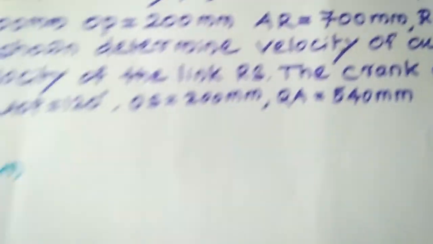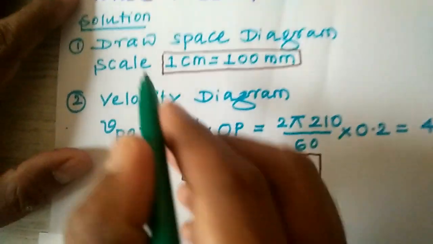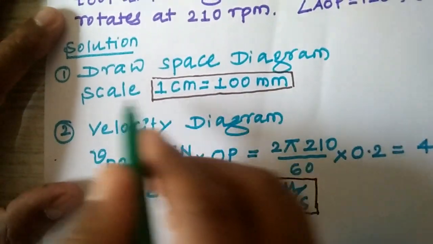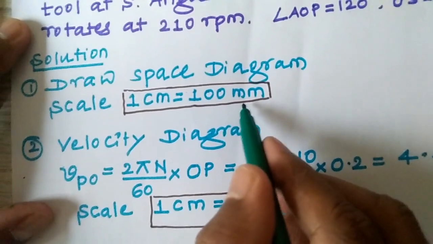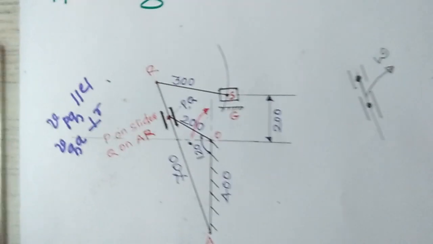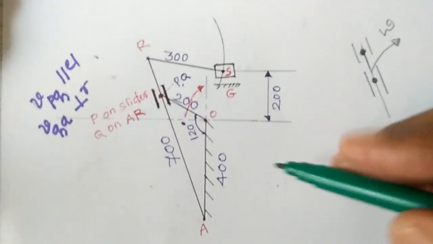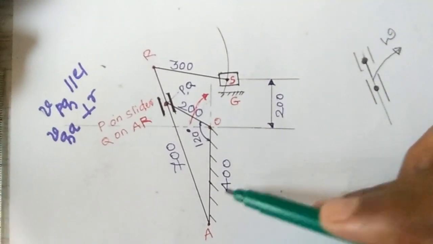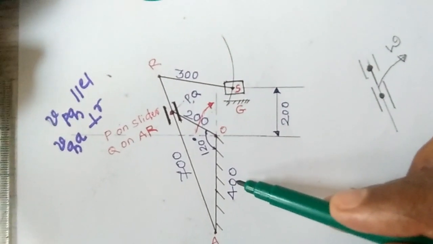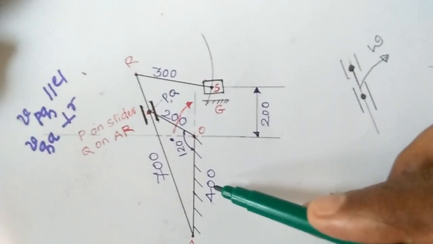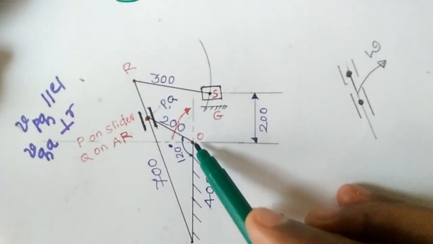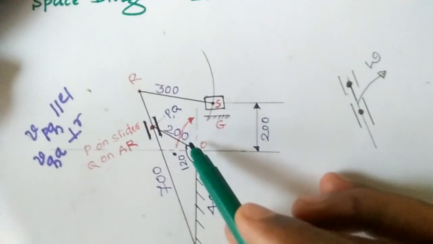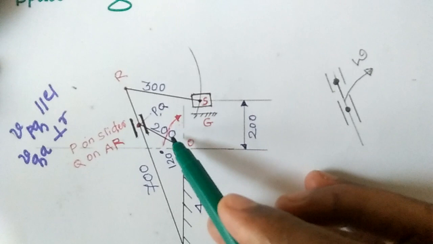Then first thing, you have to draw the space diagram. For the space diagram, I have taken a scale of 1 centimeter equal to 100 mm. I have drawn it directly because the space diagram is a simple one. First, I have taken the OA distance, that is 400 mm, which comes as 4 centimeters with the scale. Then from this, I have taken OP. OP is 200, that comes as 2 centimeters.